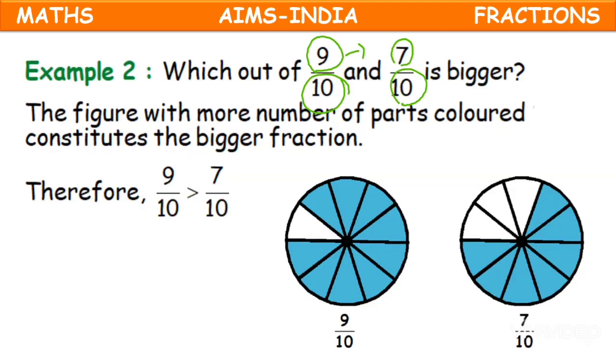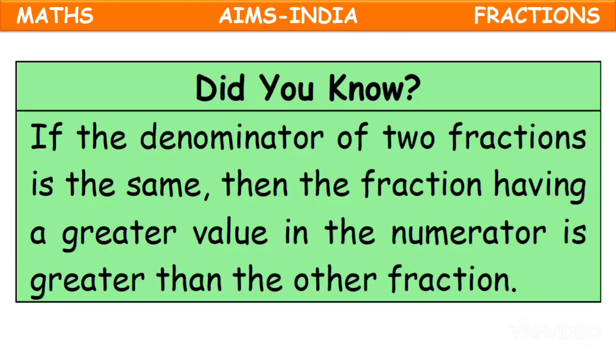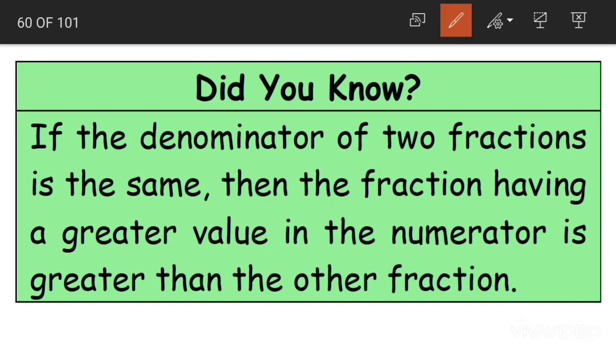Did you know, if the denominator of two fractions is the same, then the fraction having a greater value in the numerator is greater than the other fraction? What are they saying? The denominator of the two fractions is same. Now what are those fractions called, children, when the denominator of two fractions is the same? Yes, they are called like fractions. So this is the comparison of like fractions.